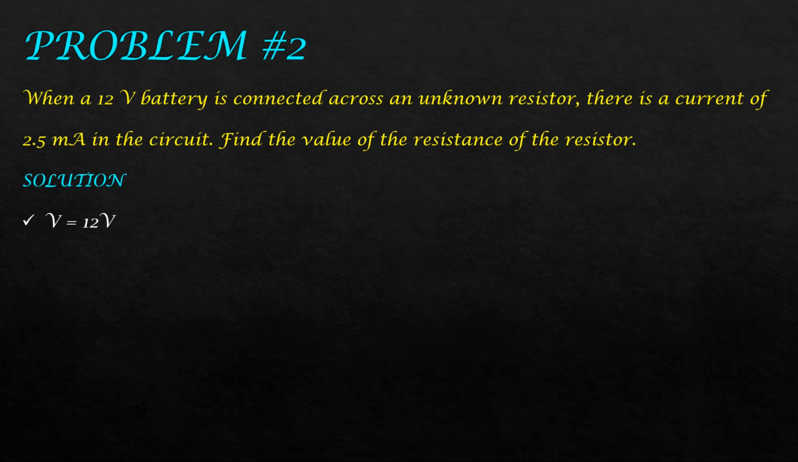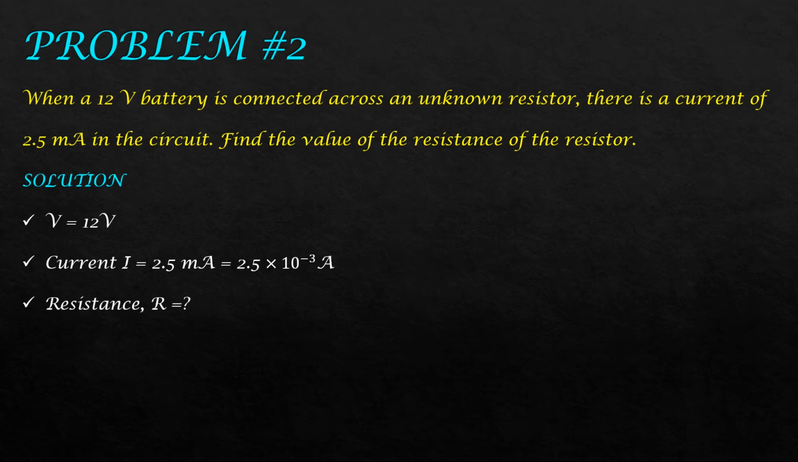So it's a direct question, which has V is equal to 12 volt, and current I is given as 2.5 milliampere. So milli here is represented as 10 power minus 3. So always remember, milli is 10 power minus 3. So I just substituted current as 2.5 into 10 power minus 3 amperes.